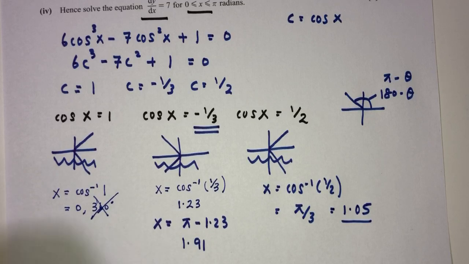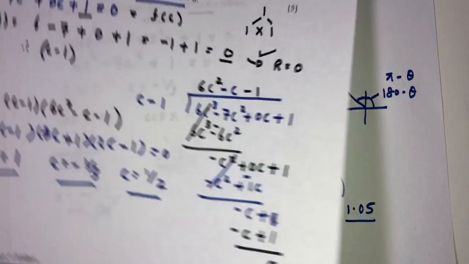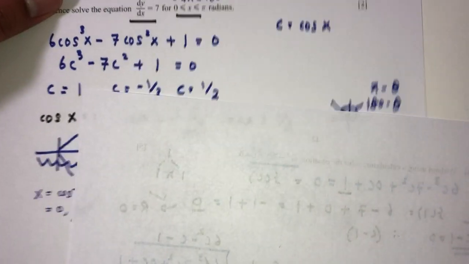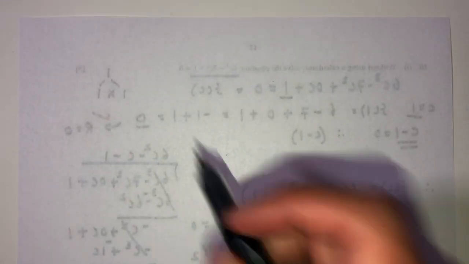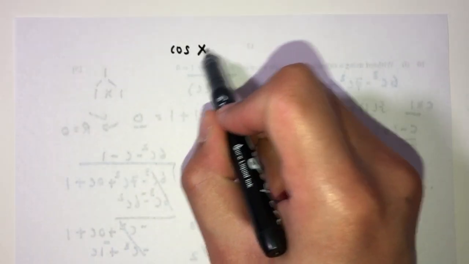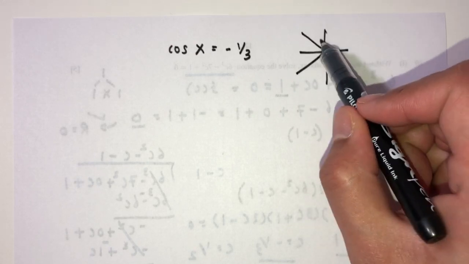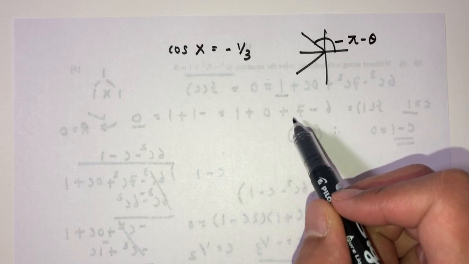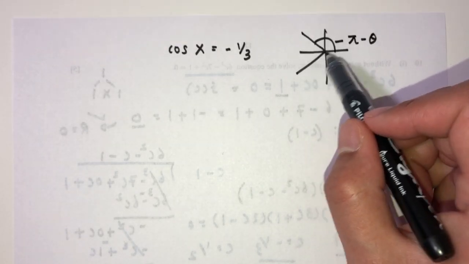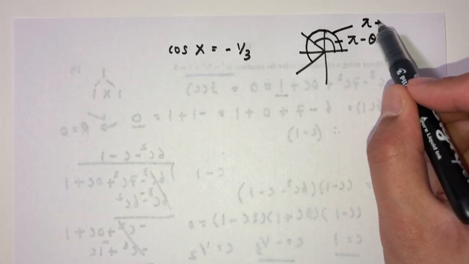Okay, so let me re-explain this part again because it might be confusing. Let me have some page here. This part is, we have cos of x is equal to minus 1 over 3. So when cos is negative, it is in this quadrant and in this quadrant. This will be pi minus theta, and this one, this will be the big one, that will be pi plus theta.